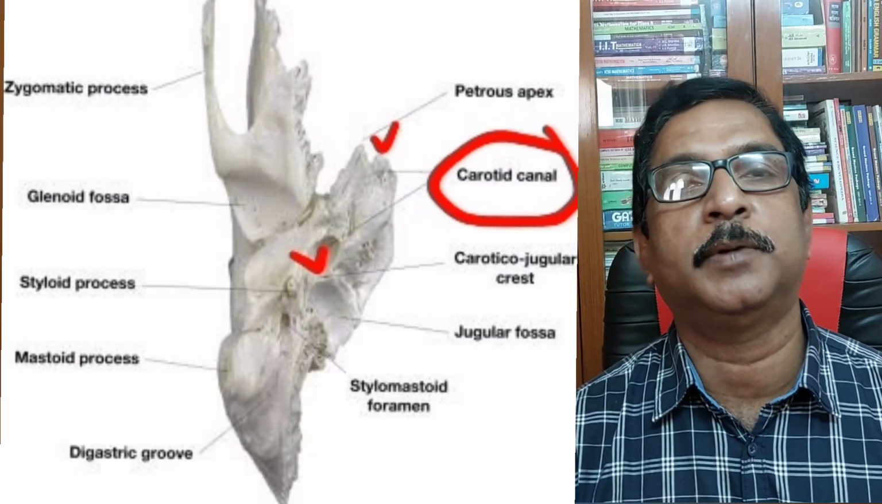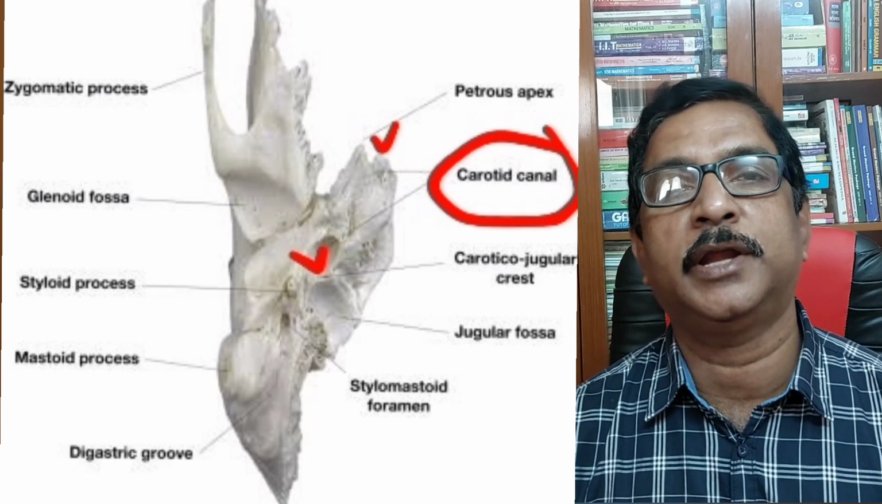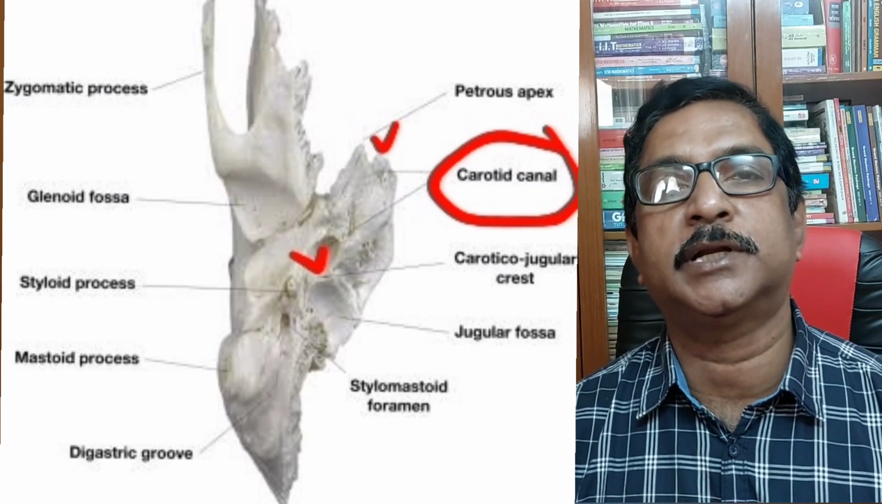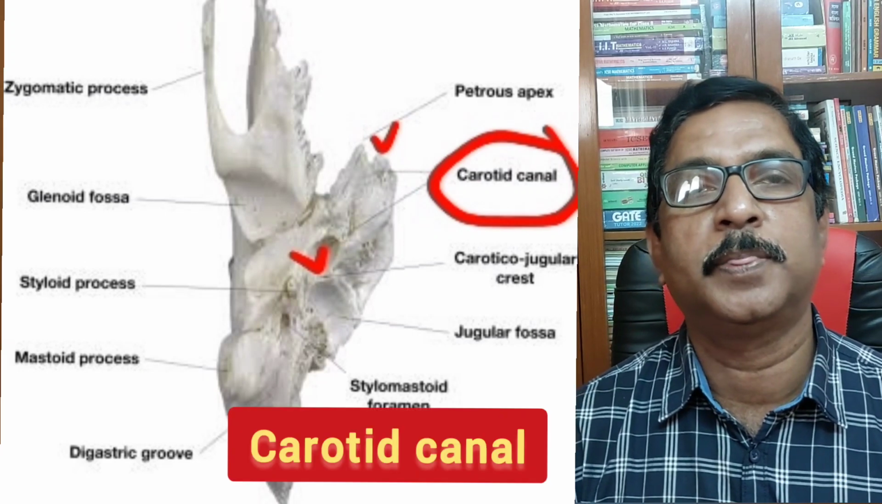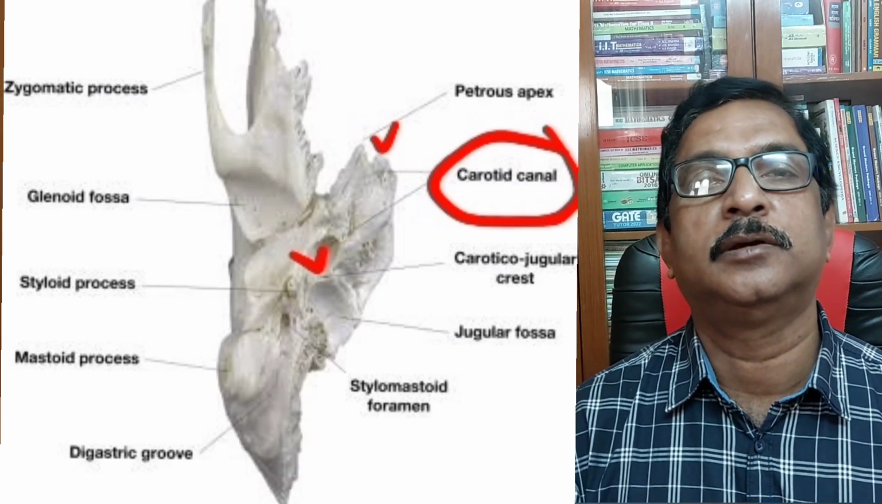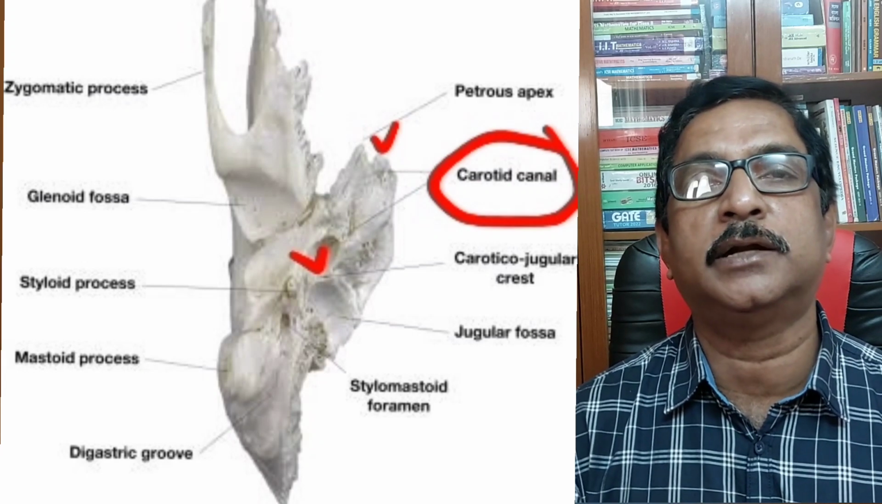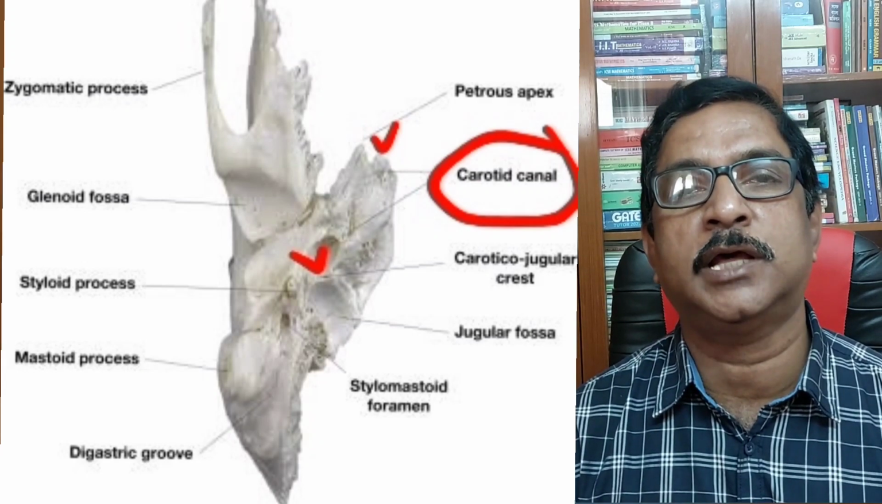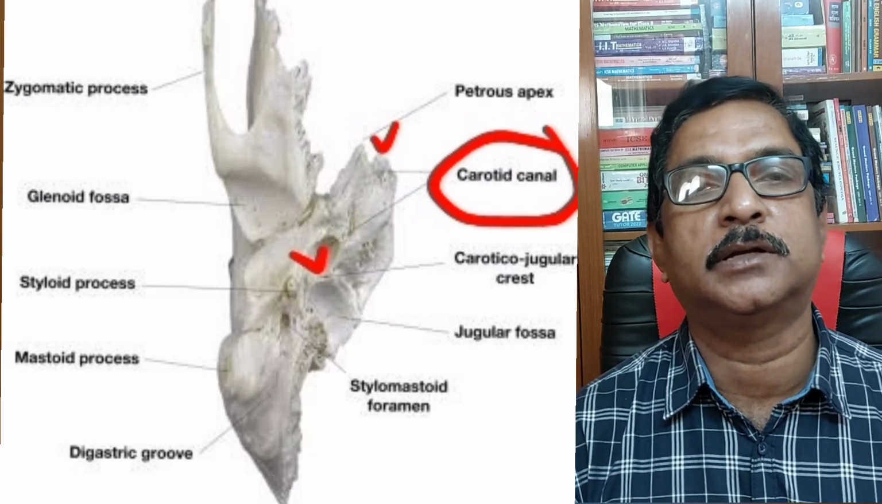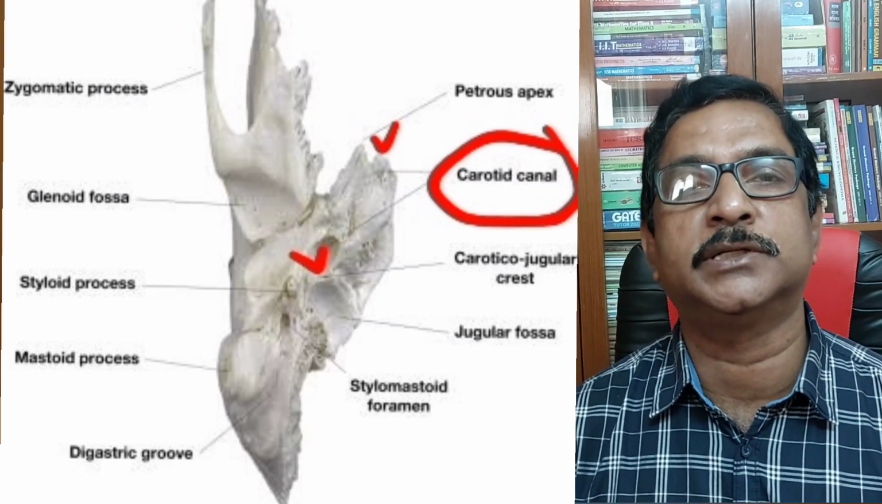Then from the opening on the under surface of the petrous part of the temporal bone, the artery enters into the petrous part, and within the petrous part it passes through a canal and comes out through another opening at the apex of the petrous bone. So that part from the opening on the undersurface up to the opening at the apex is called the petrous part, but this part has few branches.